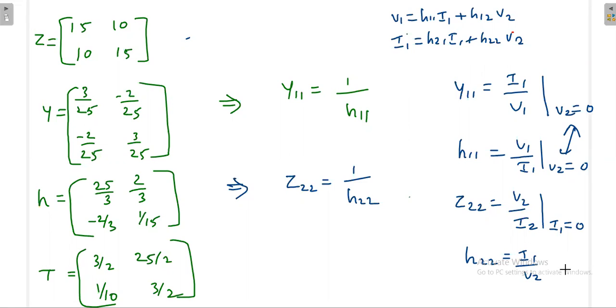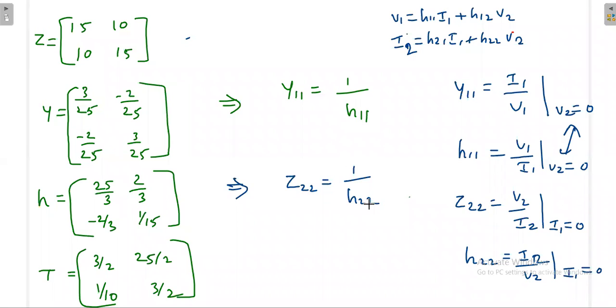When I1 is equal to 0. Is it a mistake? I think here we have made a mistake. Okay, this is I2. If it is I2, then this is I2. So that means, when I1 is equal to 0 for the same network, this is V2 by I2 and V2 by I2, just opposite each other. That's why the numbers are like this.